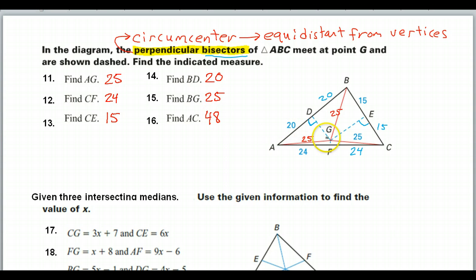Okay, so they didn't ask us anything that would have required us to do the Pythagorean theorem. But you know, they could have. I could have asked you, for example, for the length of DG. And so you would have had to do x squared plus 20 squared equals 25 squared to get one of these dotted lines. So just don't forget about that. I could easily ask you to find one of these dotted lines, and you would just have to do the Pythagorean theorem of the triangle. So that's number 11 through 16.